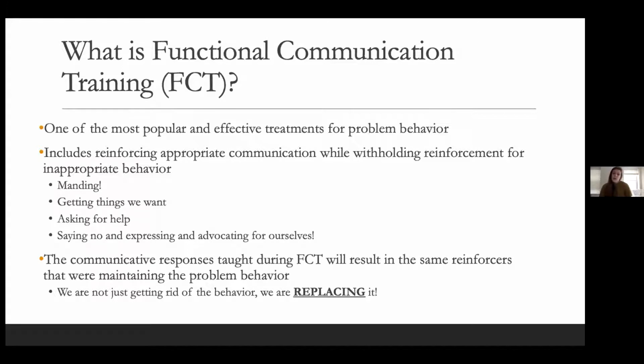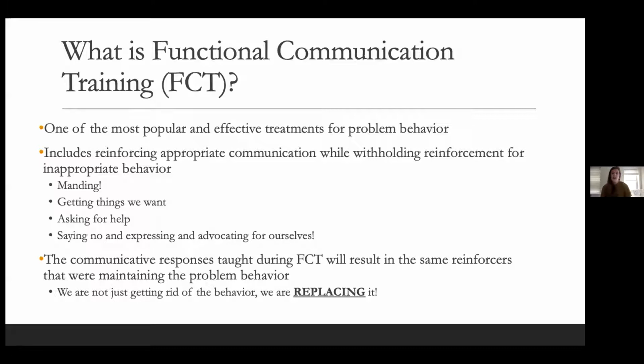So what we're going to do is actually teach them an appropriate way to communicate what they want without using the problem behavior. So this goes right along with manding, or requesting for our wants and needs. It helps a child learn to get the things that they want in the environment. Sometimes it's even just asking for help. It also can include saying no and advocating and expressing ourselves, so protesting, refusing items appropriately. Those are all things that are going to be taught when we're using FCT.